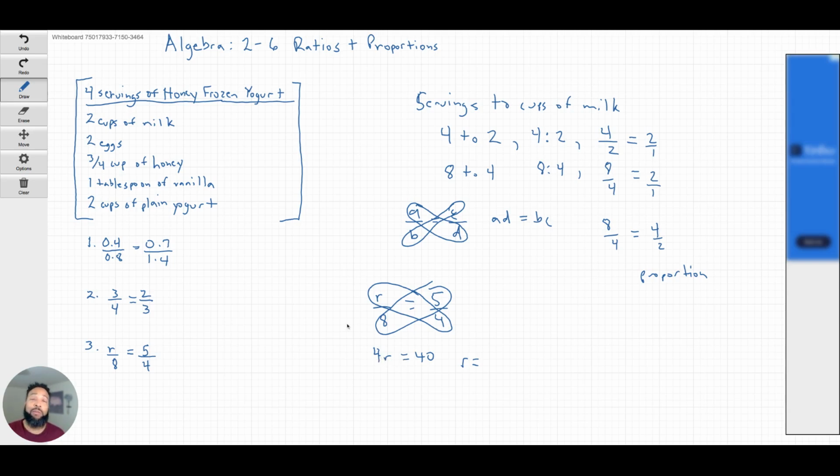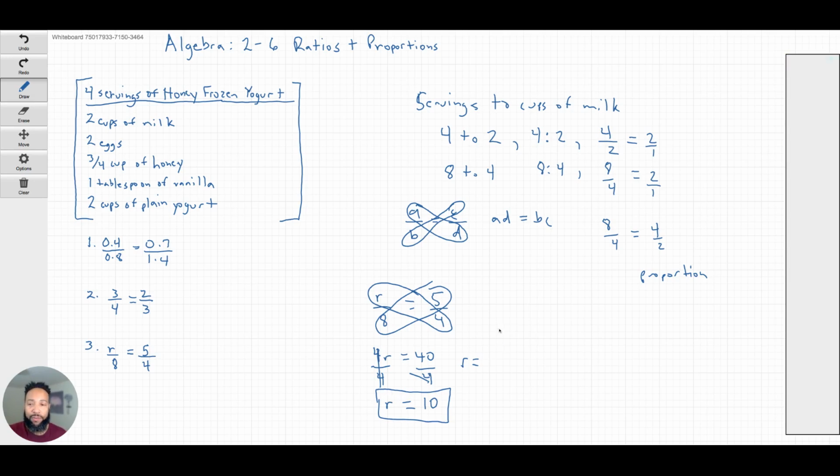So how do I get rid of this 4? Because we're trying to find out what r equals. I would divide both sides by 4 because this 4 is multiplied by the r. So we're going to do the opposite function and divide both sides by 4. When I divide 4 by 4, that's 1. So I'm left with r equals 40 divided by 4. 40 divided by 4 is 10. So you can use cross multiplication to solve for a variable when you are setting two proportions or two ratios equal to each other.